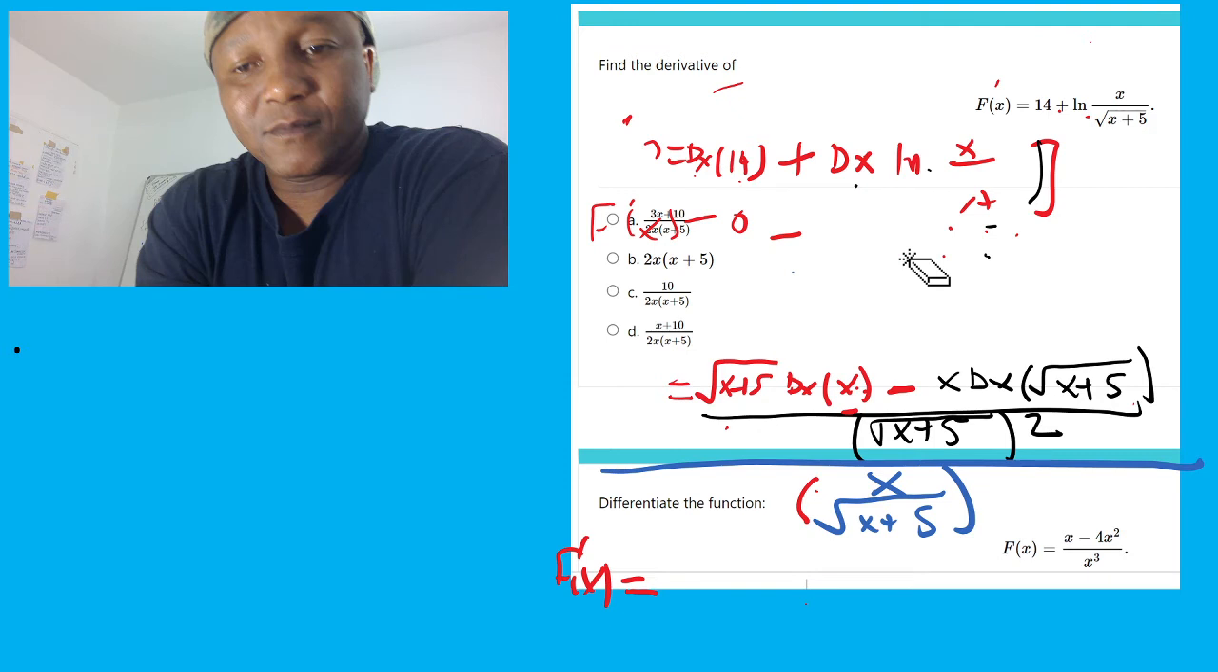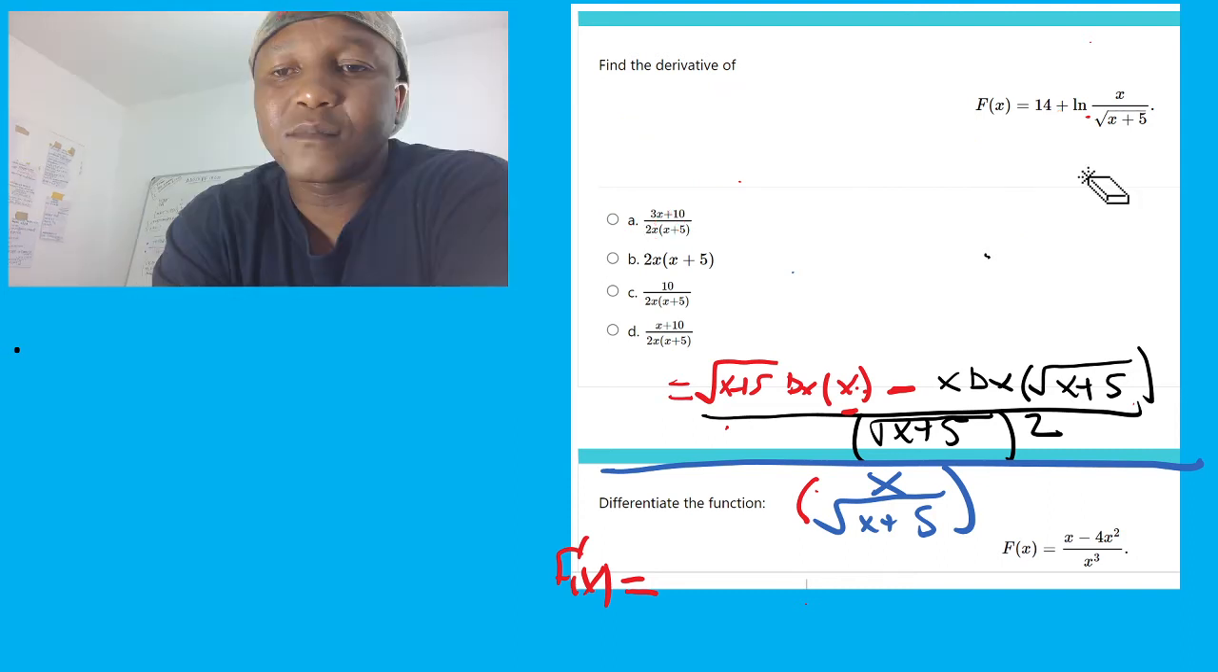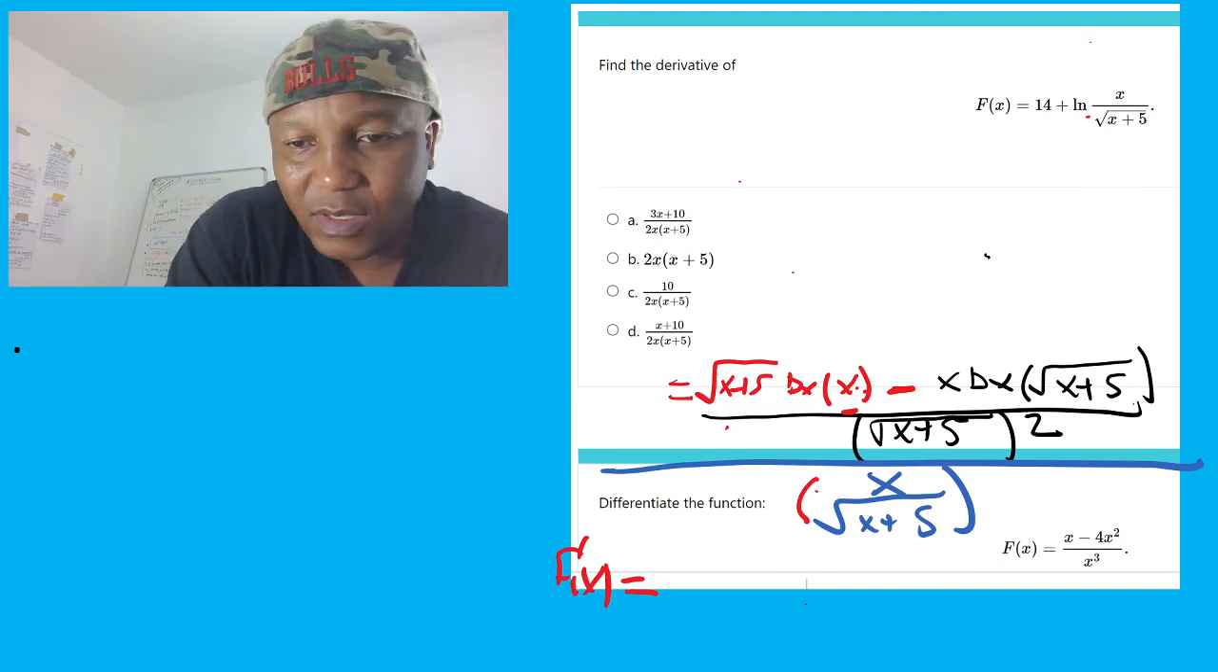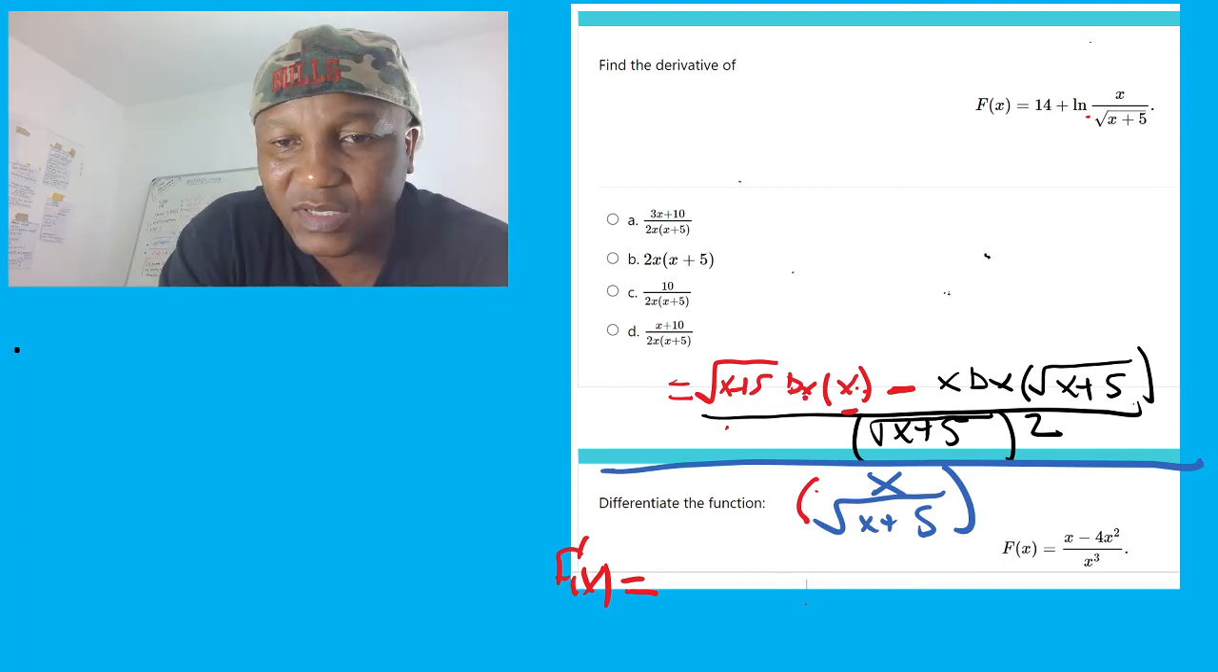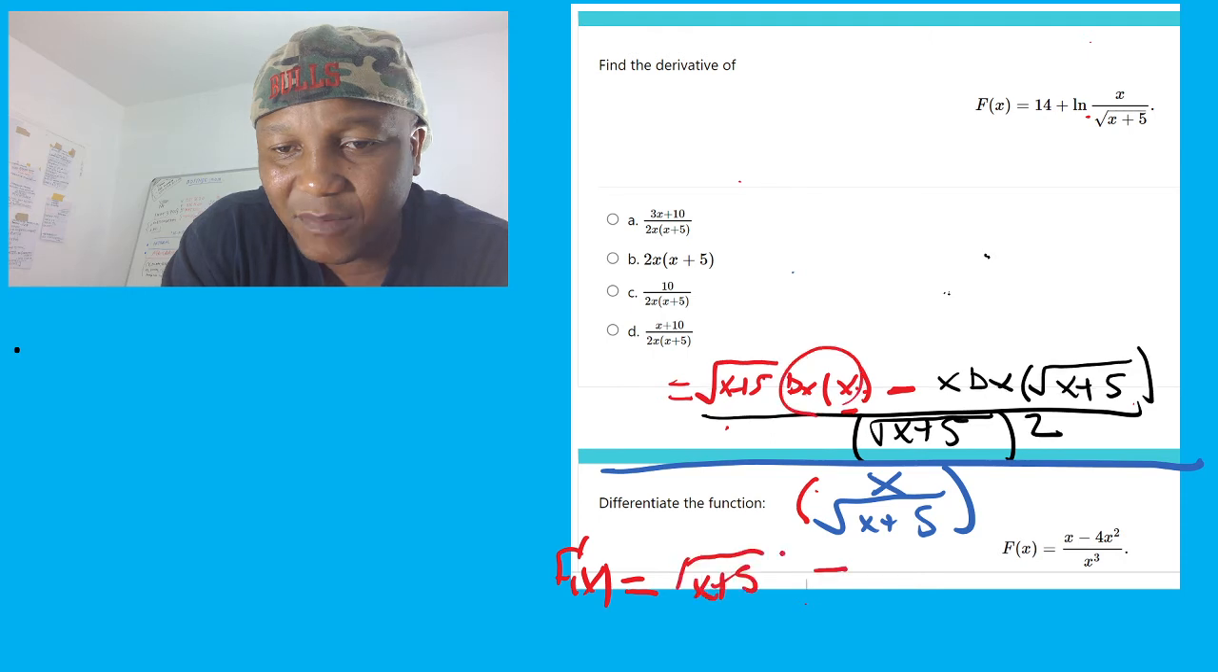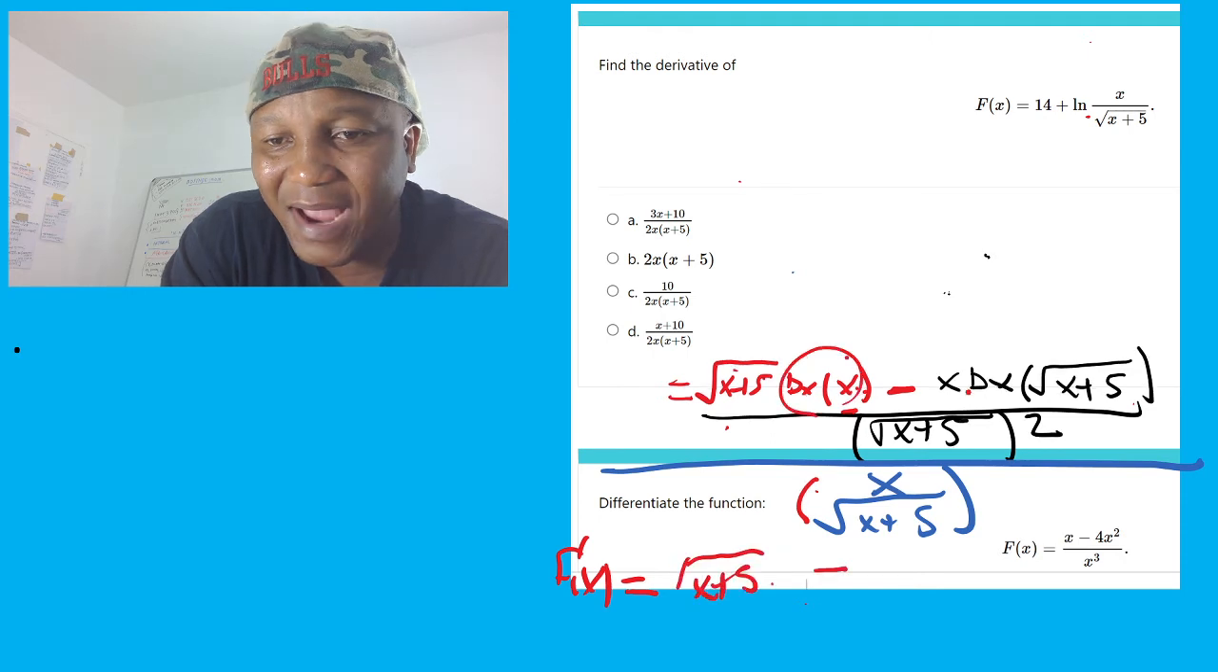Sorry about that, we finished now. Okay, so for that case, now we're going to say this is going to be square root of x plus 5, this one here, and then we differentiate x to get 1, so I don't have to write anything, because anything times 1 is that something. Then minus, now this is going to be x, but when you differentiate that, you get 1 over 2, and then square root of the same thing, which is x plus 5.